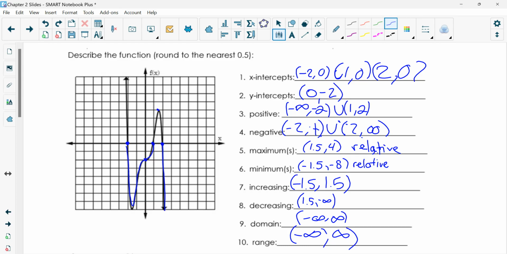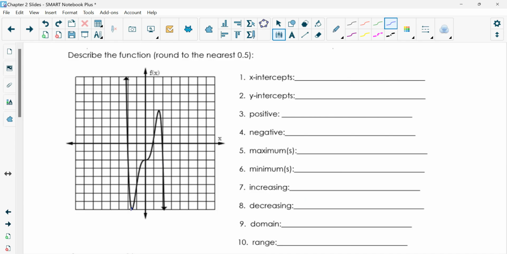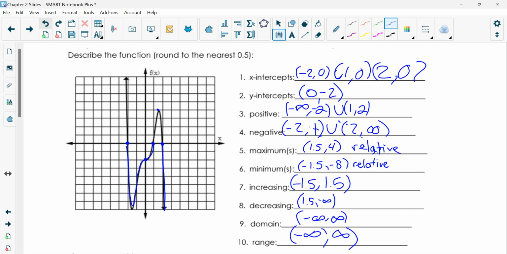And then we are increasing in this interval here. Oh no, I didn't want to do that. All right, good. So we're increasing in this interval here that is green. So that's from x values of -1.5 to positive 1.5.